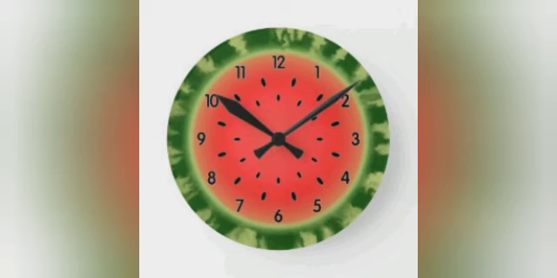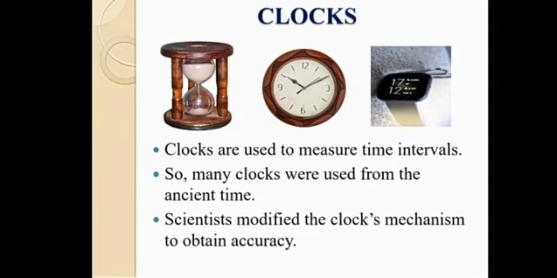Good afternoon, students. Today we are going to see about clocks. What is a clock? An instrument that shows you what time it is. So that is a clock. Clocks are used to measure time intervals. So many clocks were used from ancient time. What is ancient time? A very long time ago.